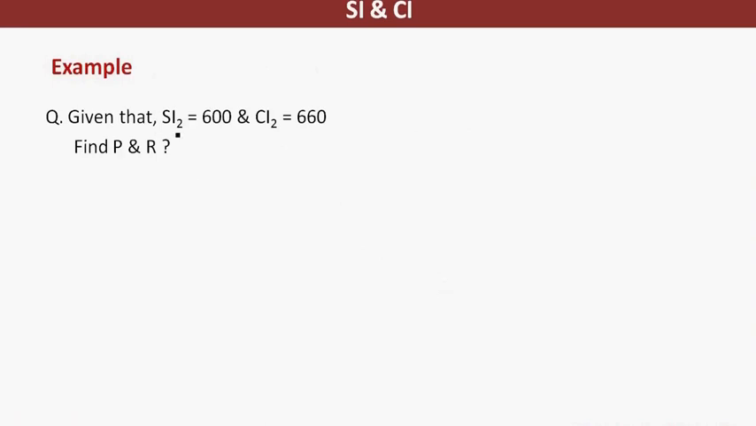Now let's look at some examples so that the concept becomes even more clear to us. What is given in the question is: simple interest for the second year is 600, compound interest for the second year is 660. Obviously there's a difference between them, and this difference comes out to be 60 rupees. I know the formula that 60 is equal to PR by 100 whole square.